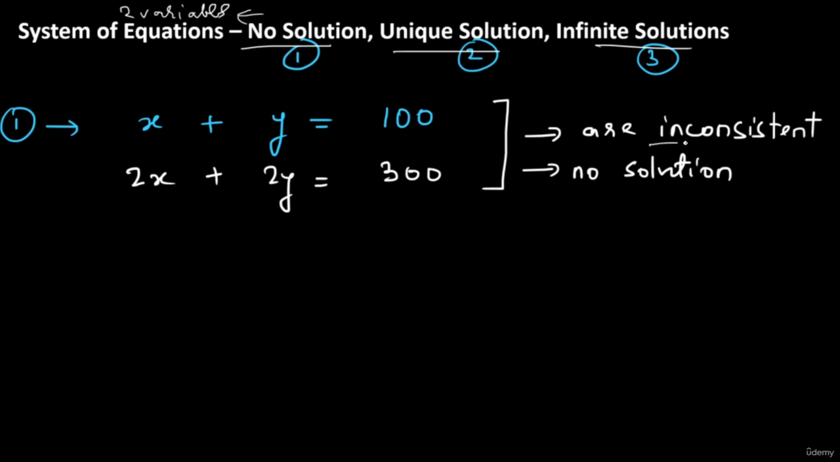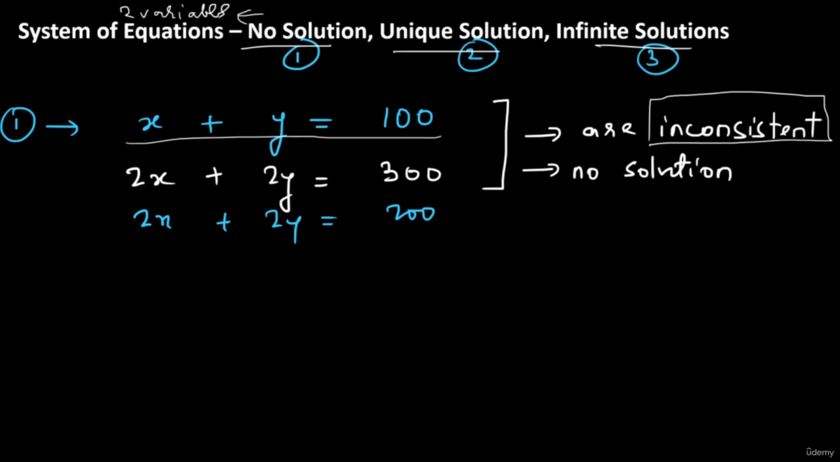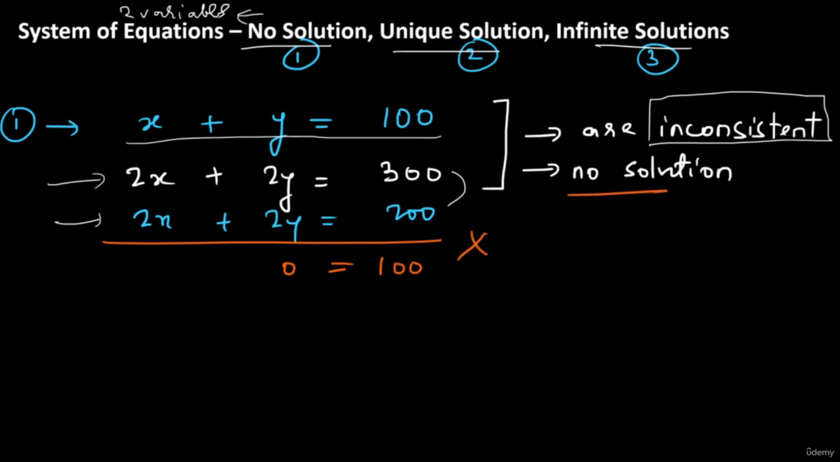Now, what do I mean when I say that they are inconsistent? Over here, I have x plus y is equal to 100. Now, let me multiply it throughout with 2. So, I get 2x plus 2y is equal to 200, right? But over here, it's mentioned that 2x plus 2y is equal to 300. So, these two are not consistent. Therefore, there will be no solution for these two equations. Now, if you subtract these two, you will get 0 is equal to 100, which is also not true, right? And that's because these two are not consistent.